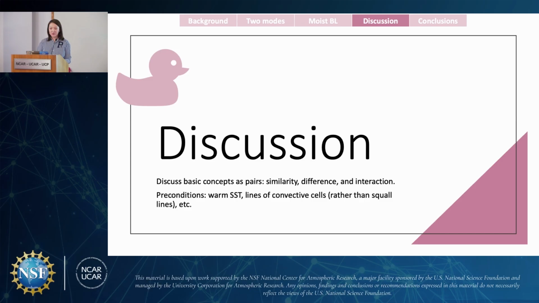But as I worked through the results, I realized that many of these basic concepts are not exactly the same as what I learned from textbooks, especially when they interact with each other. So in the discussion, I want to talk about these basic concepts in pairs: their similarities, their differences, and how they interact. On the other hand, this work also highlights some physical processes that seem new, and they may apply to offshore propagation in other regions as well.